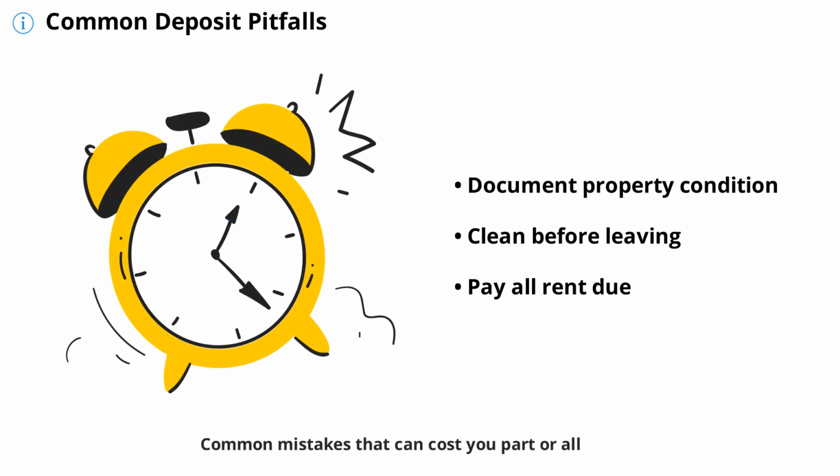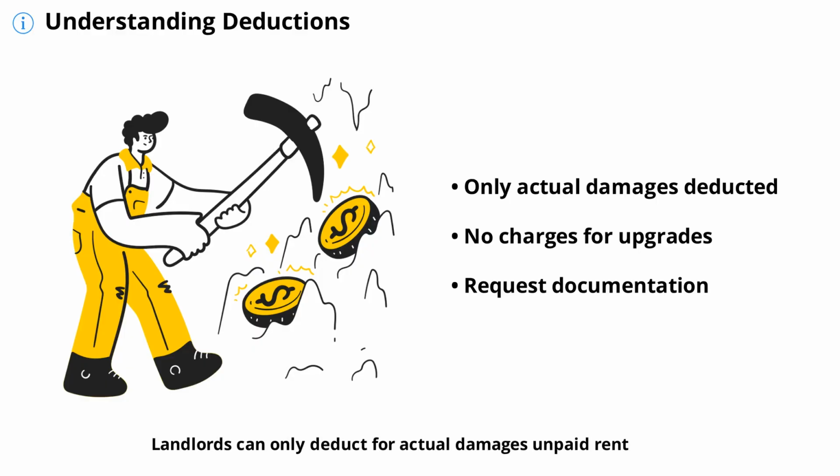Common mistakes that can cost you part or all of your security deposit include not documenting the property's condition, leaving the property dirty, or failing to pay the last month's rent. Avoid these pitfalls by staying organized and communicating clearly with your landlord. Landlords can only deduct for actual damages, unpaid rent, or other lease violations. They cannot charge for improvements or upgrades that increase the property's value. If you're unsure about a deduction, ask for an explanation and supporting documentation.